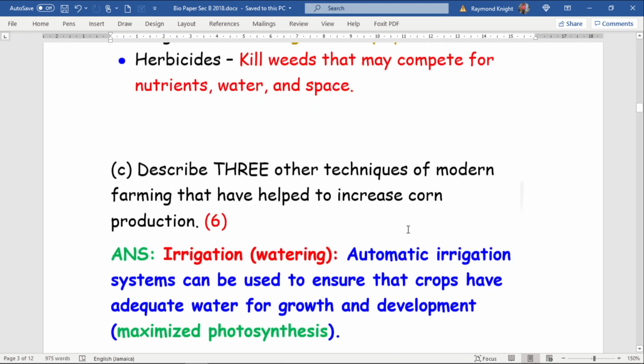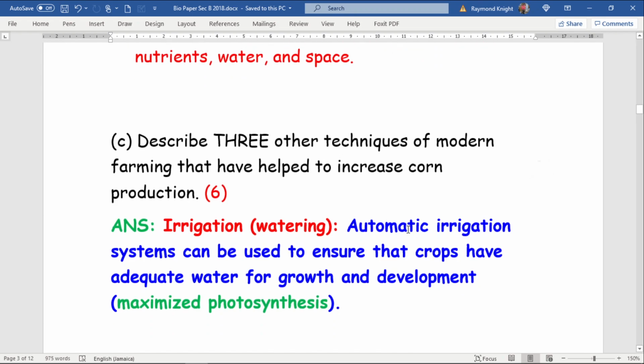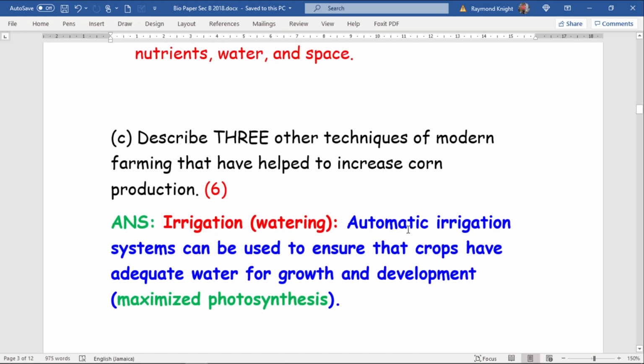All right, so this part here, part C, it said describe 3 other techniques of modern technology, or modern farming, I should say, that have helped to increase corn production. And again, I have this in categories, it is a 3-mark question. And so the first one I have here is irrigation. Irrigation refers to water. And not just applying water, but an automatic irrigation system.